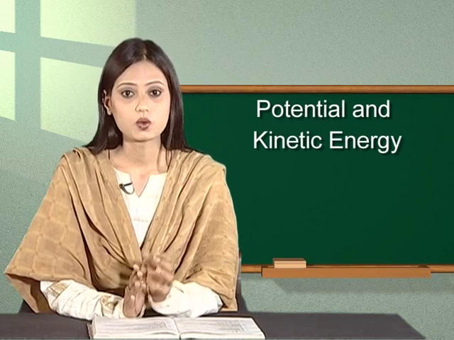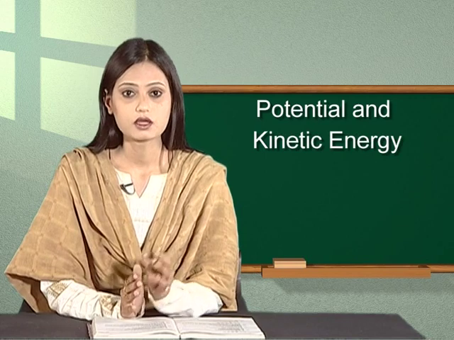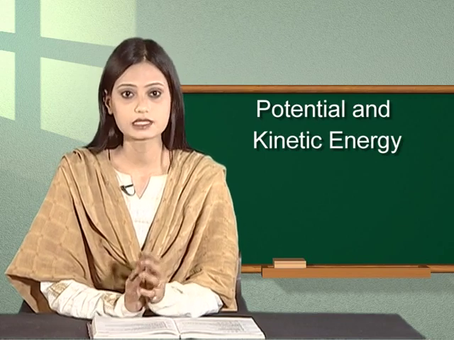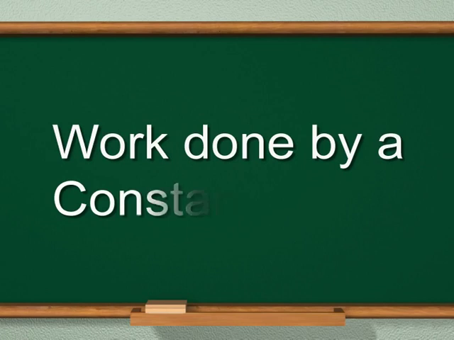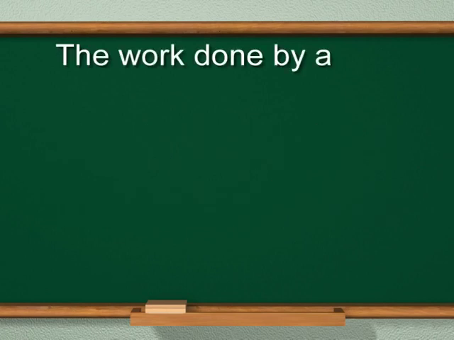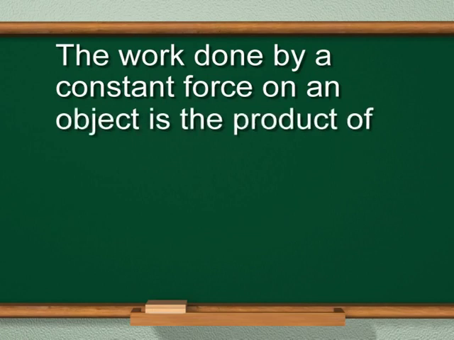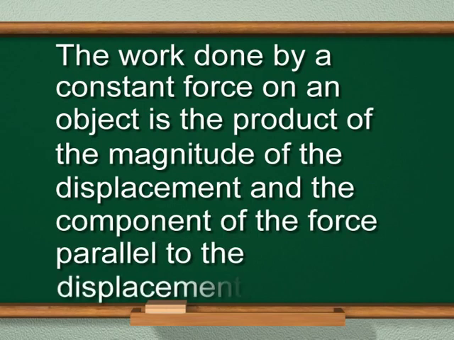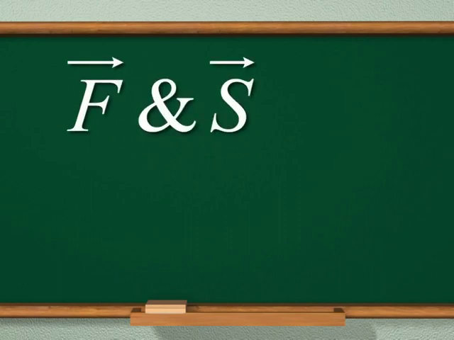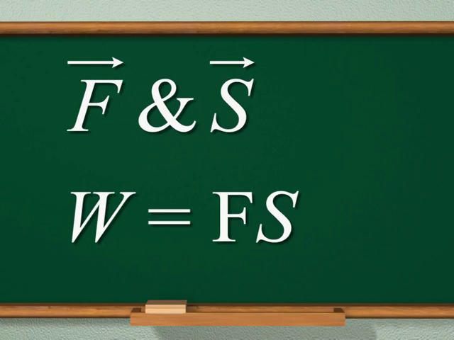As we have seen, work done is performed by applying some force which may be constant or variable. Firstly, let us see what happens when the applied force is constant. The work done by a constant force on an object is the product of the magnitude of the displacement and the component of the force parallel to the displacement. Thus, if vector F is the force applied and vector S is the displacement in the direction of the force, then work done W is equal to F into S, where F and S are the magnitudes of vector F and vector S respectively.